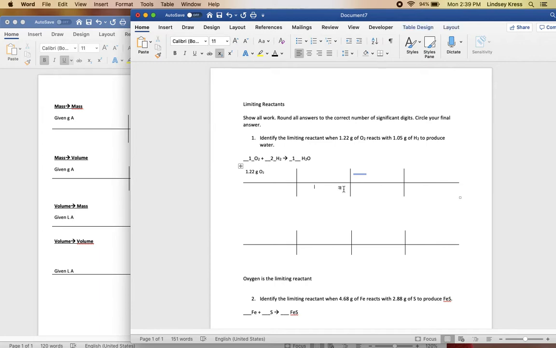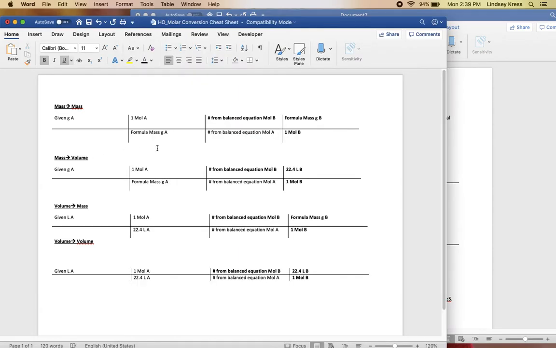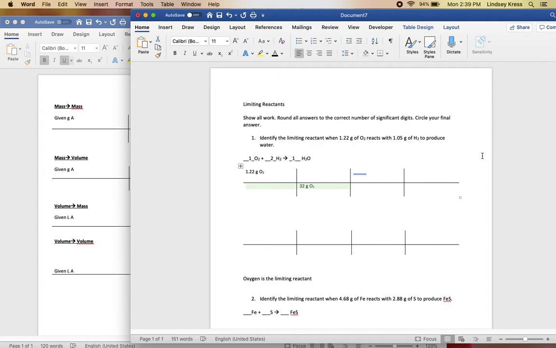So I'm starting out with 1.22 grams of oxygen. If I have 1.22 grams of oxygen, I need to cancel it out somehow on the bottom with the formula mass of the compound that I have. So I started with oxygen in grams. I'm going to end with oxygen in grams here. And that amount in the formula mass is equal to 1 mole of that compound. Now I'm at moles.